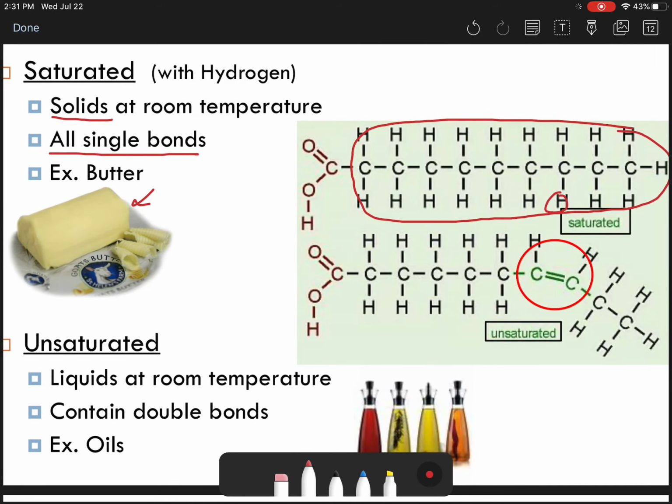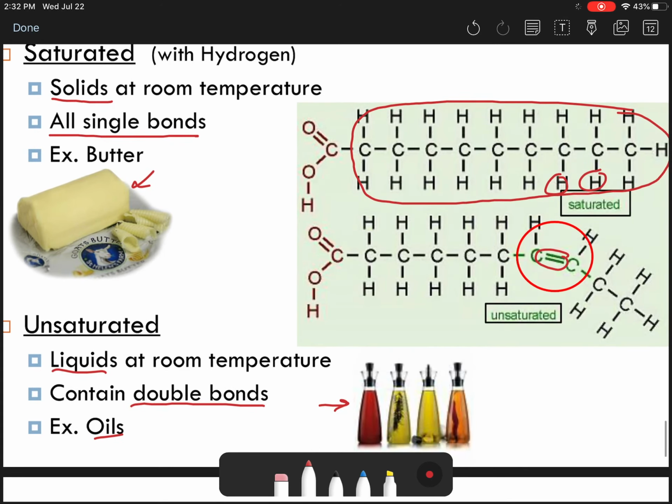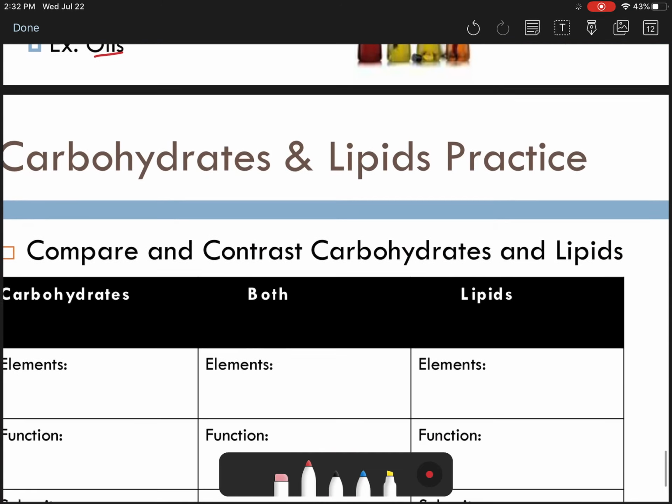Now, an unsaturated fat is not totally covered, and that's because they contain double bonds. See this double bond right here between the carbons? That means that these carbons can no longer bond to hydrogens, which means now they are no longer saturated like they were up here. They are unsaturated. And so unsaturated fats are liquids at room temperature, and things like your oils would be an example of an unsaturated fat.